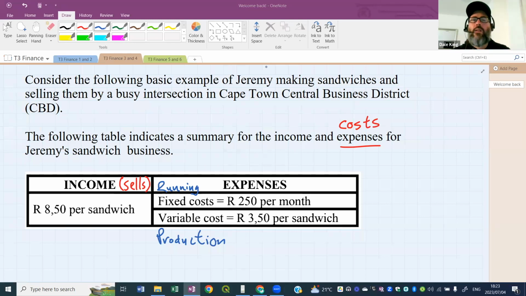Okay, rent. All right, if they have to rent a space, yes, rent. Rent has got nothing to do with how many sandwiches they make. Electricity, yes, if they need to use electricity. Storage, yes. All these things don't have anything to do with how many sandwiches they make. They're costs that happen just to keep the business running in the background.